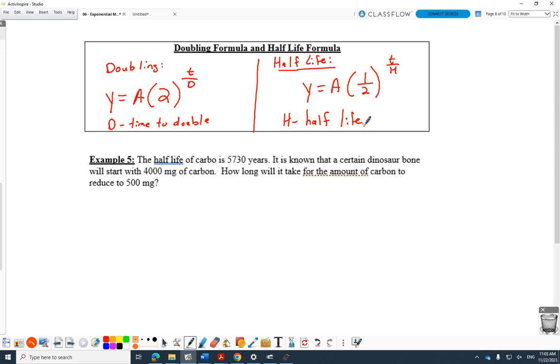This one says find the half-life. It says the half-life of carbo. Carbo? Does yours say carbo? It says carbon. Oh, I corrected yours, but not mine. The half-life of carbon is, truth, 5,730 years. Let's talk about what that means.